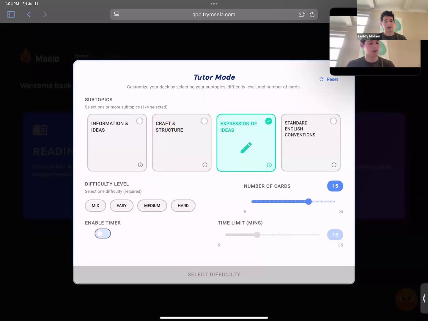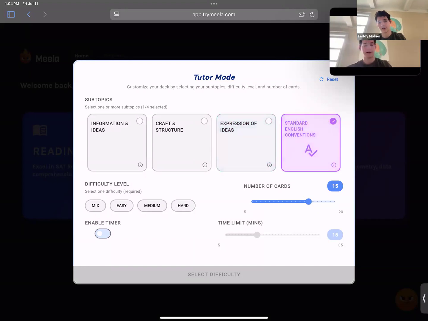So that's craft and structure. Expression of ideas is sort of similar to information and ideas, different in the fact that, if you've taken a practice SAT before, you've seen the questions where you're told that a student wants to write a sentence on the following topic, and you're given a bunch of bullet points, and then you're given 4 sentence options, and the question asks which of the following sentences best achieves the student's goal. That's expression of ideas. It's how good you are at expressing ideas.